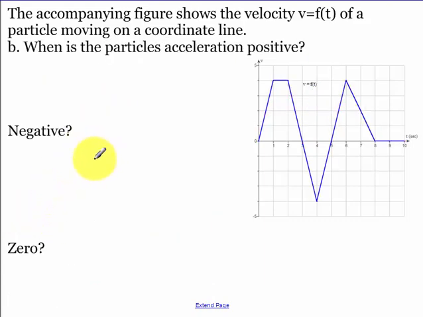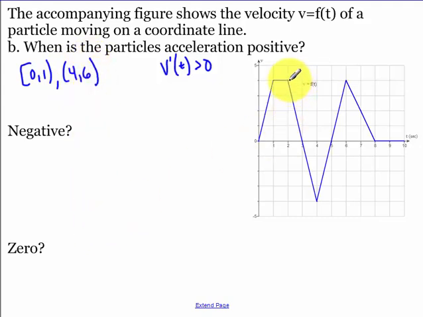So same graph, just a bunch more questions with this. Particle's acceleration positive. Okay, so that's when the velocity is increasing. So acceleration is positive from 0 to 1, and then from 4 to 6. Negative from 2 to 4, because our velocity is decreasing, and from 6 to 8.